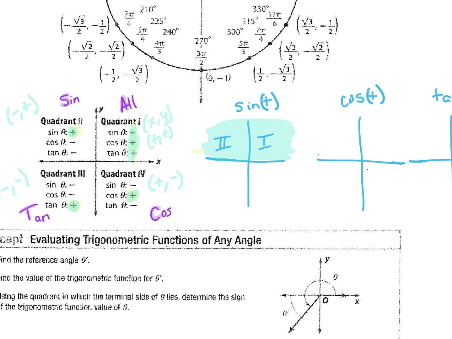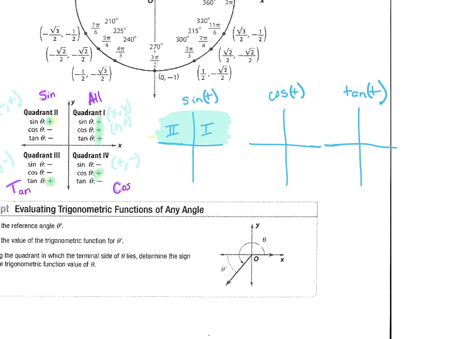For cosine we know are the x values, where we look for the x values. And if we want them to be positive, then x's are positive over here to the right of the y-axis. And so that is in quadrants 1 and 4.